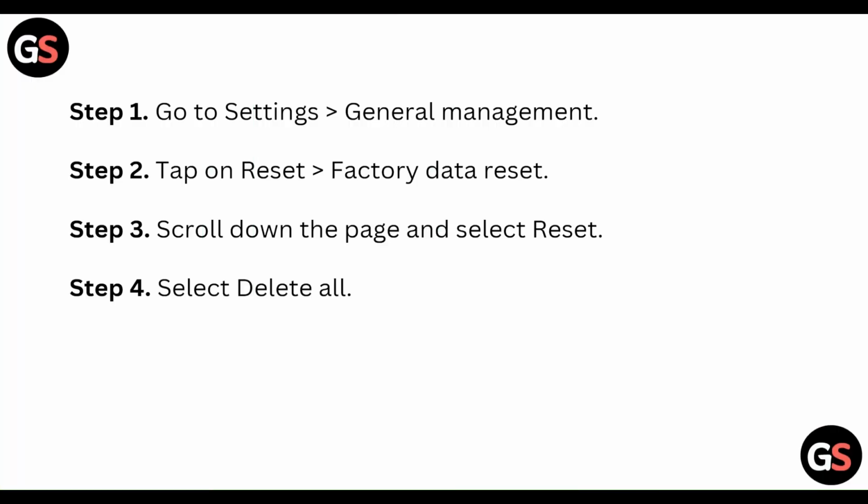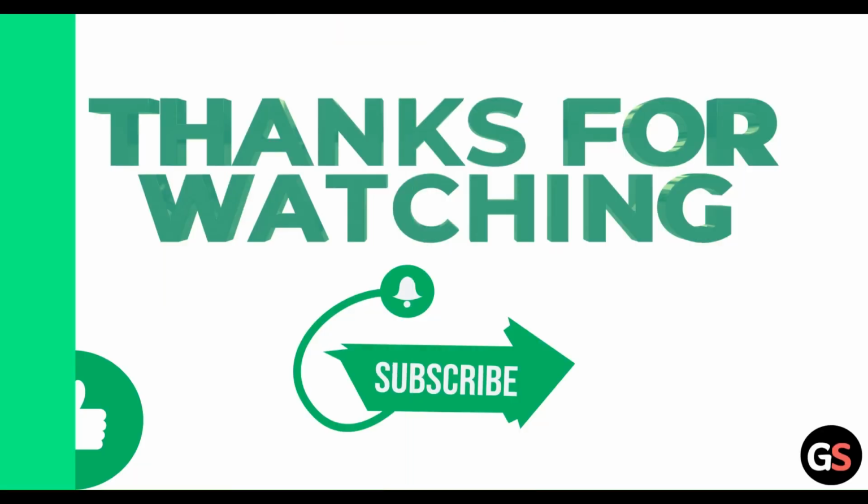So how to do this? Go to setting, then general management, tap on the reset, then factory data reset. Okay. After that, scroll down the page and select reset, and then select delete all. Okay. So this is all the steps.